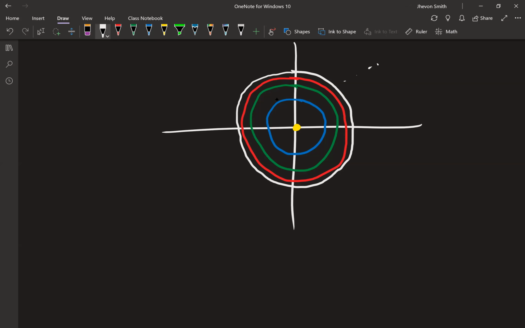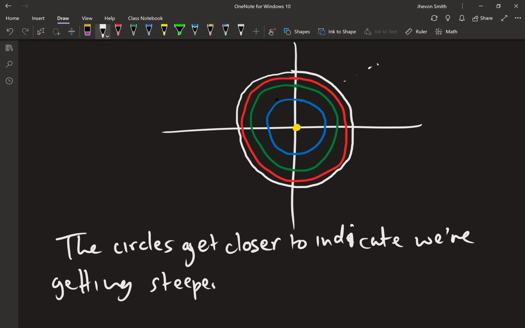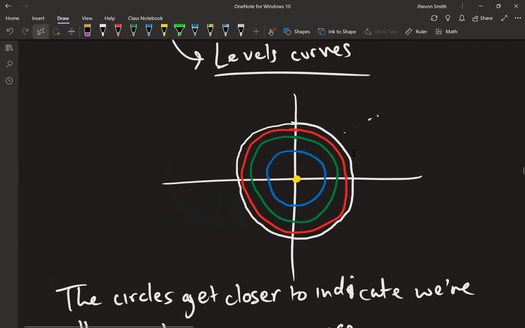And you'll notice here, the circles get closer to indicate we're getting steeper as we rise. And of course, if I start labeling all these curves, you can see that. So here's how the level curves can help us.